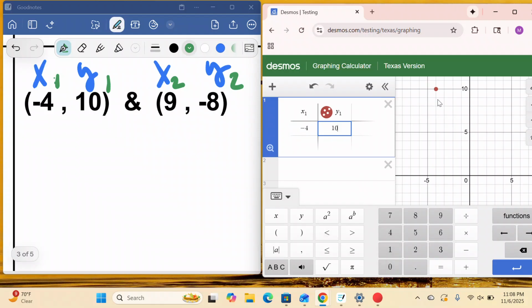It's already starting to graph right here. You see my first point. Even on the point, just by looking at the table, I don't know where my point is. It graphs it for you. All you have to do is input it.